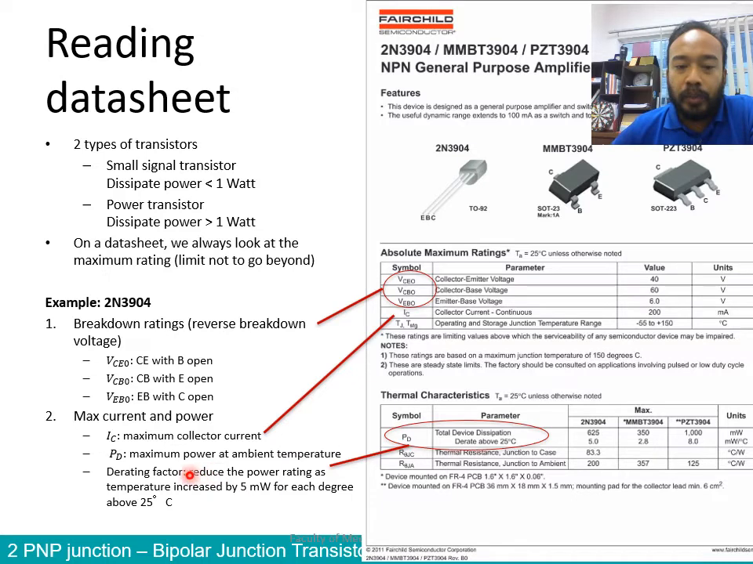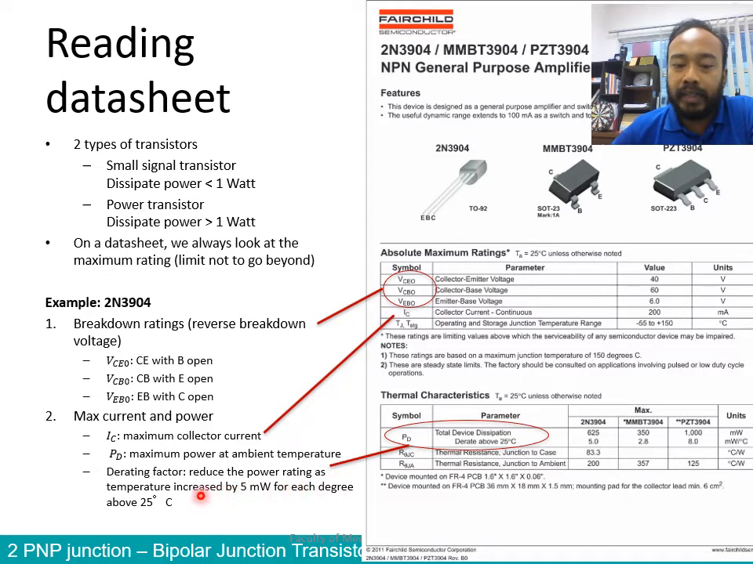There will be a decrease in performance. So PD is the maximum power at ambient temperature. It is the power that can be managed by the transistor at its ambient temperature. Here it was rated for 25 degrees. And then at the bottom over here, we have what we call the rating factor. So what is the rating factor? The rating factor means that the power rating that can be managed by the transistor will be reduced by a certain rate if the temperature is increased.